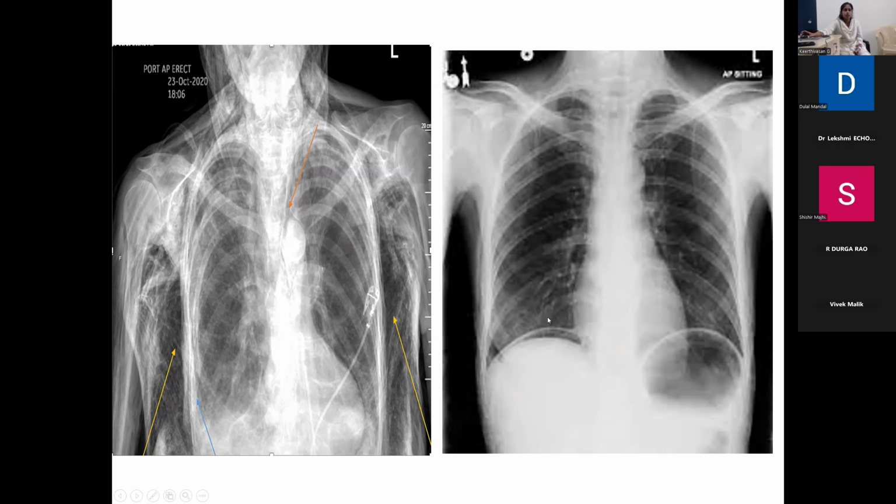And what about this X-ray? There is gas under the diaphragm. So all this soft tissue should also be given equal importance, especially in female patients or obese patients, where fat tissue can obscure mainly the CP angles and the lower basal zones of the lungs, and you may misinterpret it as effusion or consolidation.